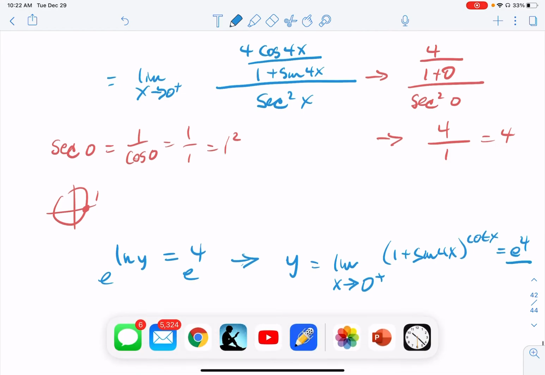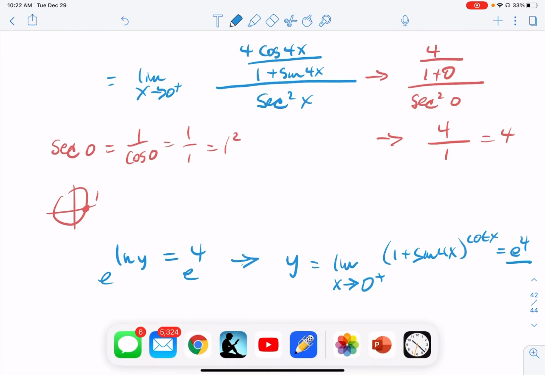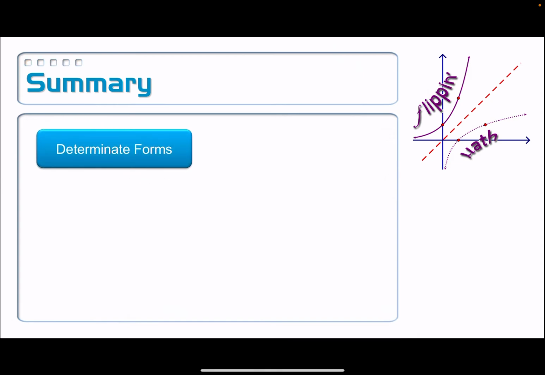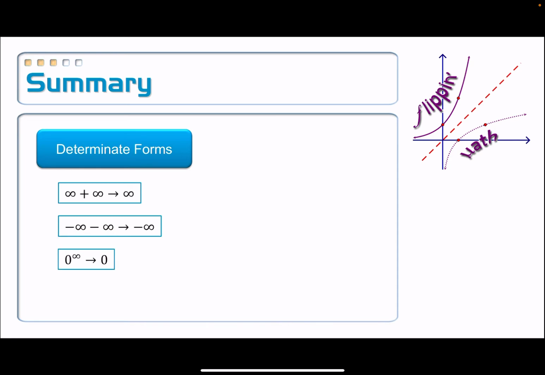All right, so let's recap before we end this glorious lesson with a summary. So here are some determinate forms. You do not use L'Hopital's rule on these determinate forms. You just do some sort of direct substitution. If you have infinity plus infinity, not indeterminate, it's just more infinity. Negative infinity minus another infinity, it's still more negative infinity. It is completely determinate. 0 to the infinite power is not indeterminate. It's still 0. It's the reverse of that one, which is indeterminate.